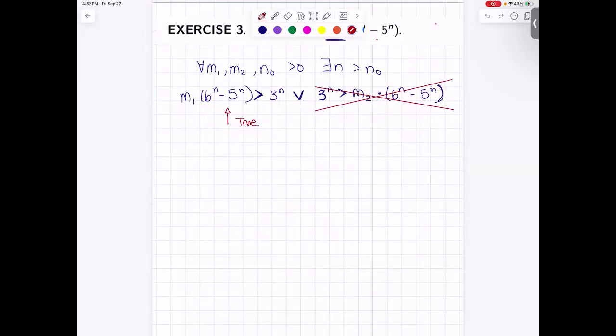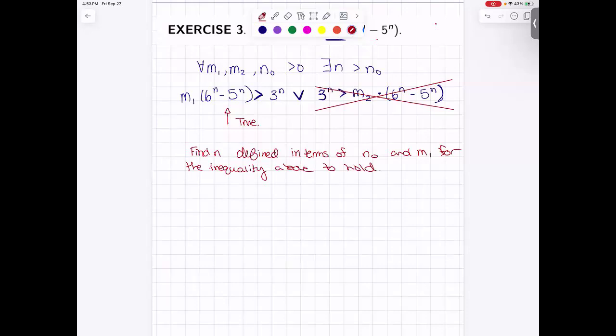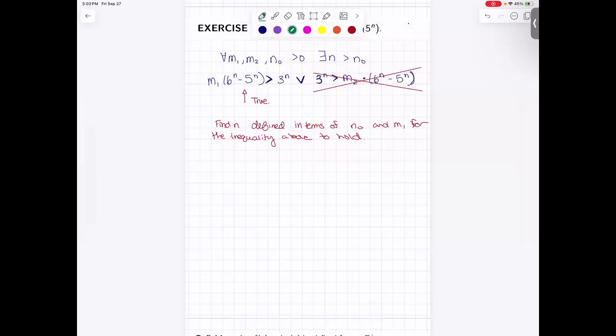So let's see if we can find an m1 and an n. Sorry, not find an m1, but find an n. Find n defined in terms of n naught and m1 for the inequality above to hold. Let's see if we can do it. Hint, we can. So first we factor out that 6 to the n. We get something like this.